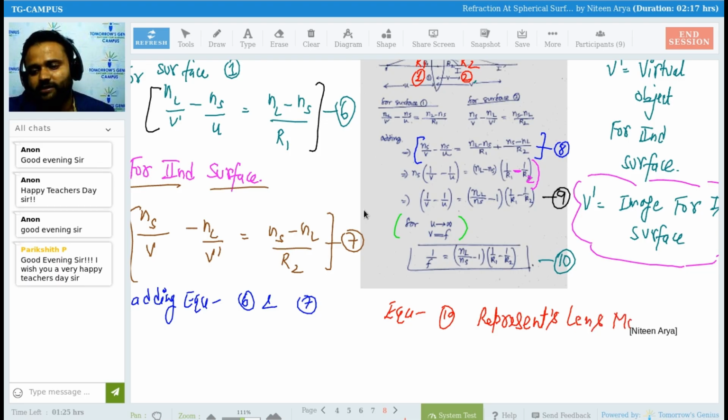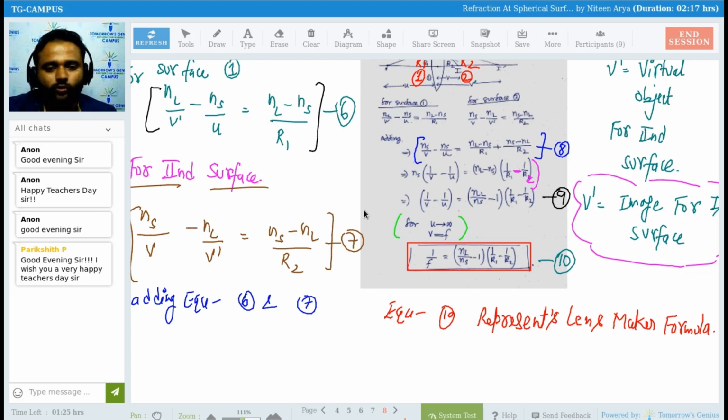Why is it known as the lens maker formula? In class 10 we already did this. Whenever any particular defect is in the eye, we use a lens of respective focal length, right? The focal length is necessary, and according to the focal length, as we are going to learn in the next slides, we define the power. Clear? Power is 1 by focal length. So the power in diopters is going to be according to this focal length.